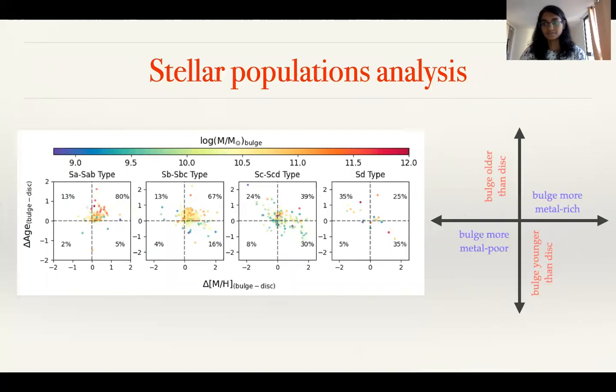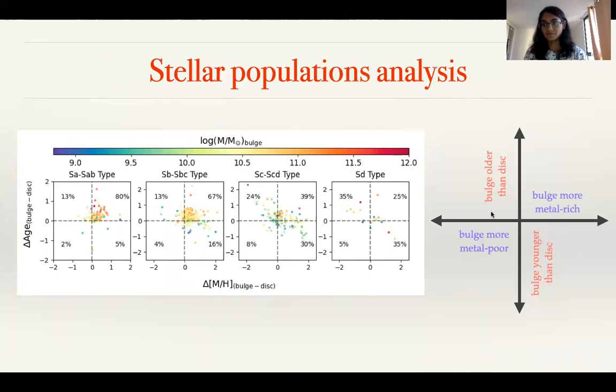I'd like to further emphasize the stellar populations hosted by bulges in this slide. So here I show the difference in the stellar ages of the bulge and the disk on the y-axis against the difference in the metallicities of the bulge and the disk on the x-axis. The color coding is again in terms of the bulge stellar mass, and each panel shows relative stellar populations with T types increasing from the left towards the right.